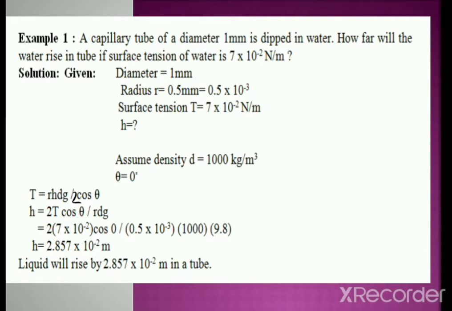Now put the values of surface tension, radius and density. The equation becomes 2 into 7 into 10 raised to minus 2 cos 0 upon 0.5 into 10 raised to minus 3 into density 1000 into gravitational acceleration 9.8. Therefore, the height becomes 2.857 into 10 raised to minus 2 meter, or we can say 2.8 centimeter. Therefore, the liquid will rise by 2.857 into 10 raised to minus 2 meter in a tube.